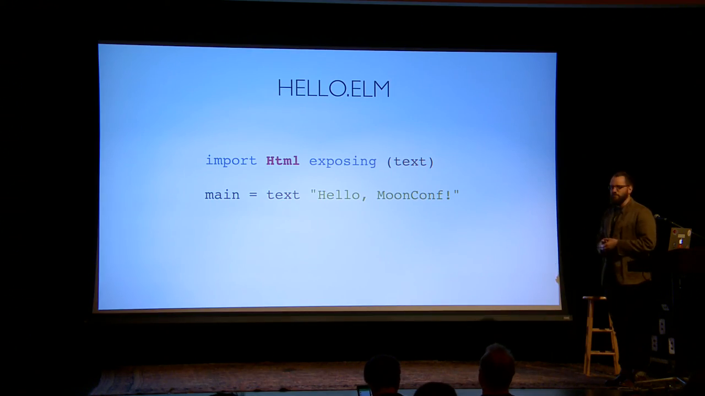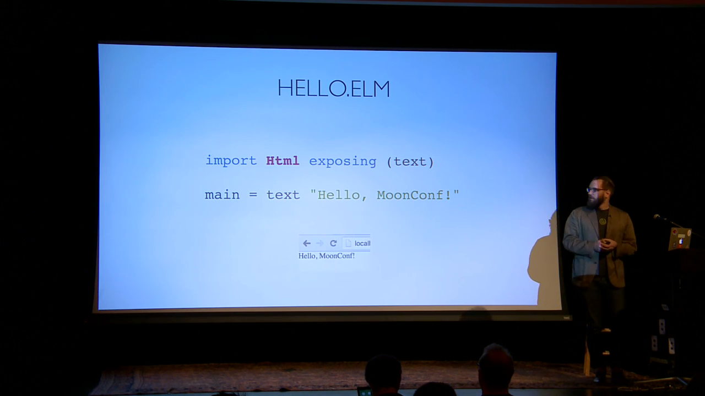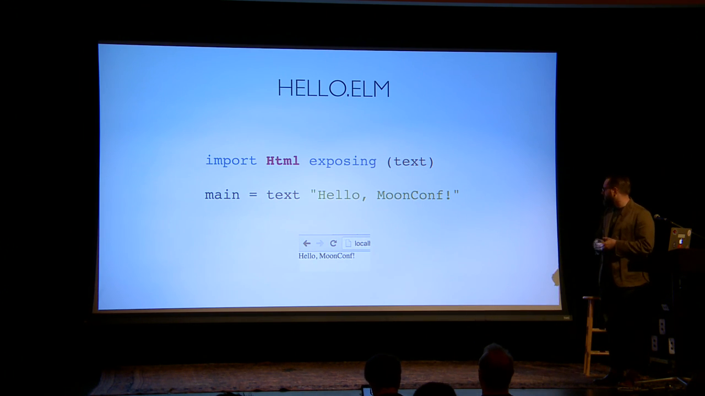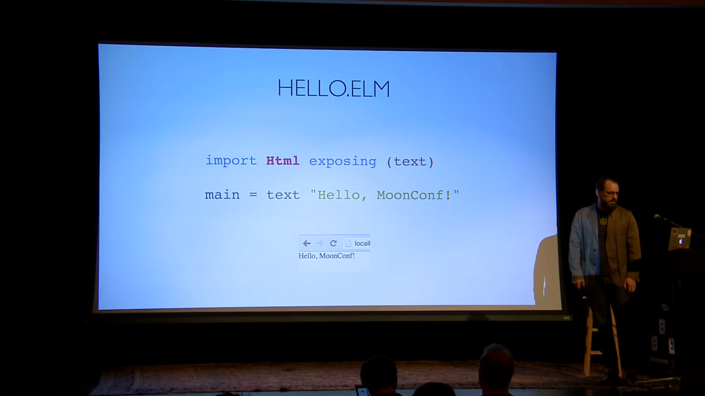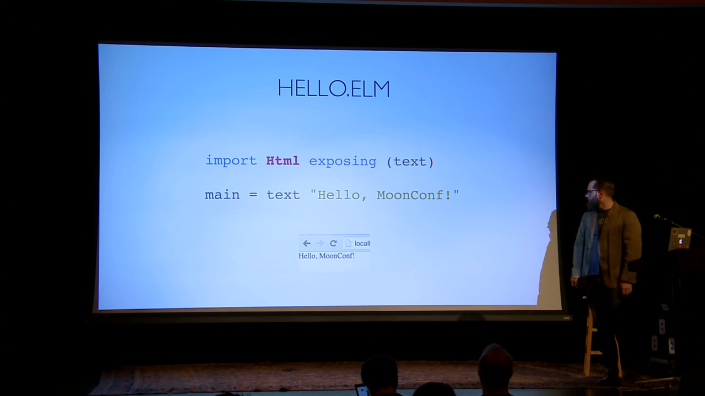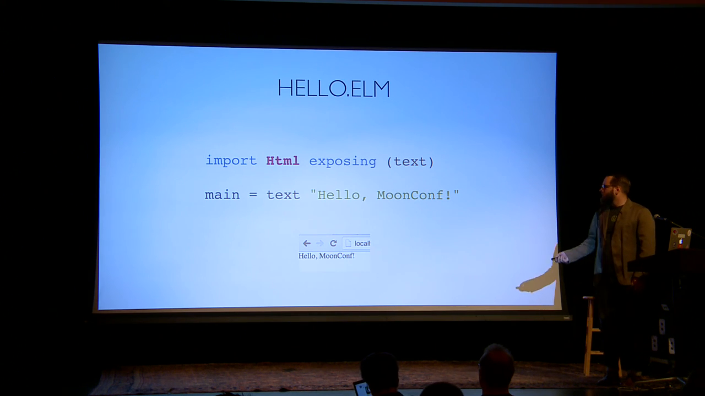And oftentimes, we'll put in our own hints to help the programmer understand what a function is doing, but the compiler will do its own inference. So let's take a look at the Hello MoonConf program. It's fairly simple. This is basically what it'll show you. It's very basic, right? This is an HTML page with a text node in it. So let's look at each piece.